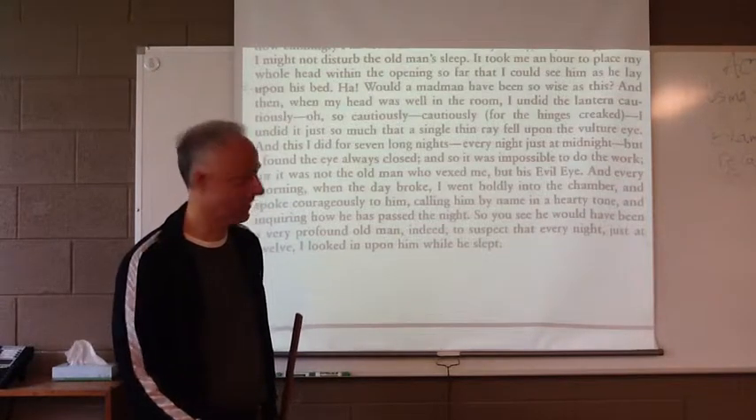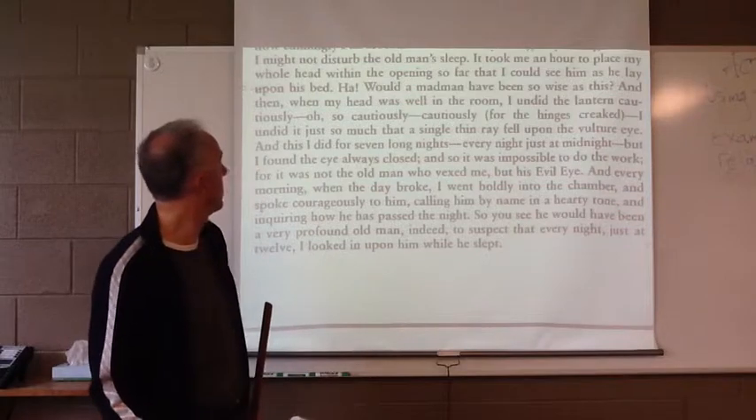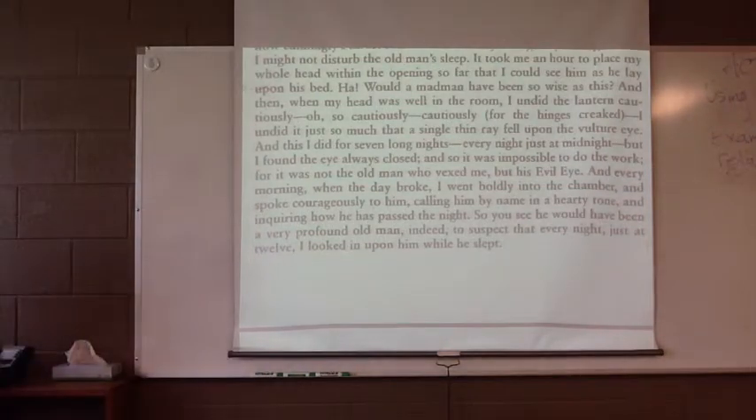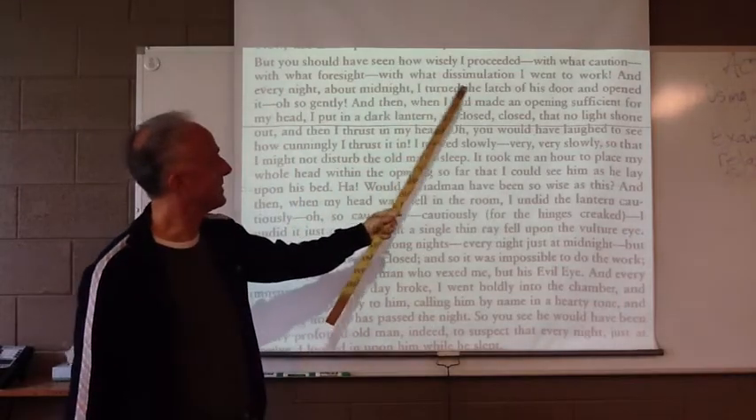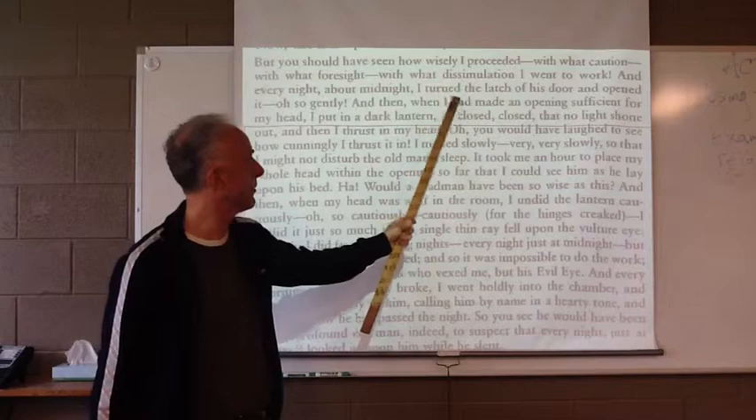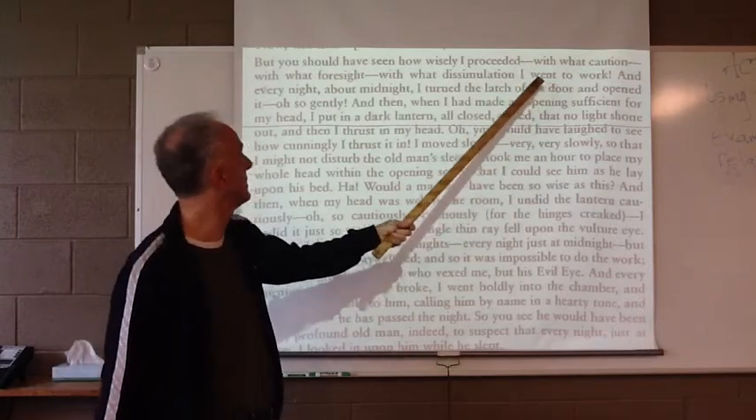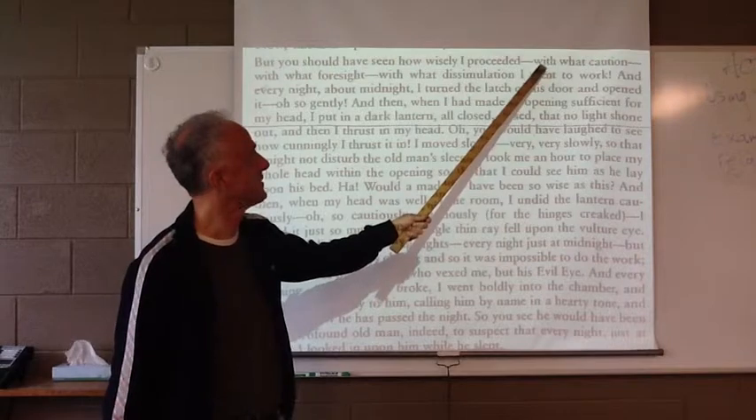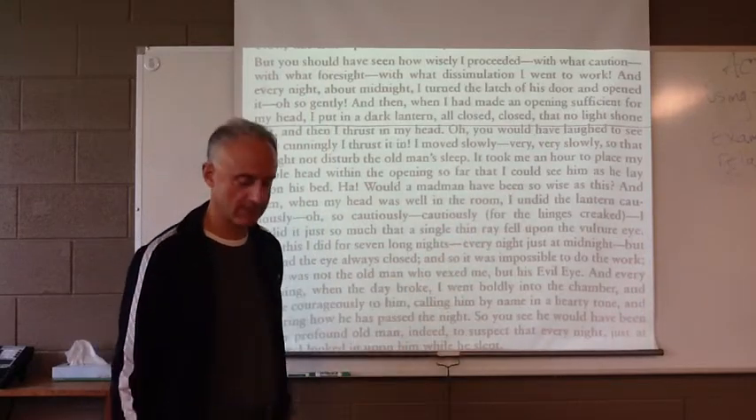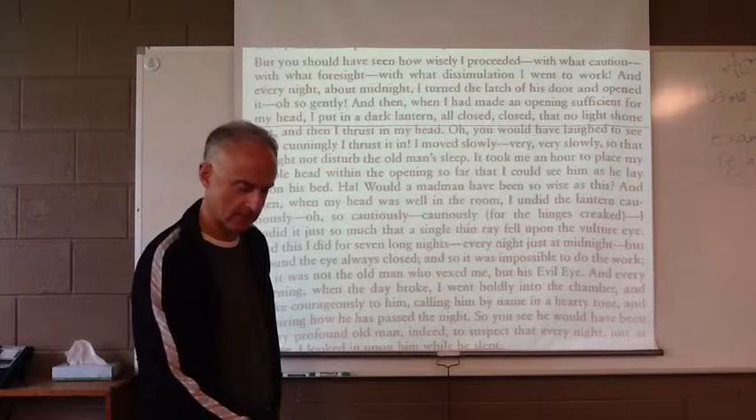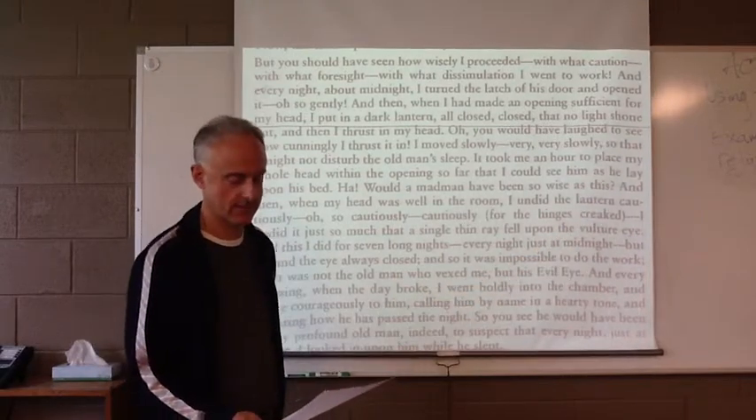So we do have parallelism also. That's one of the other terms that they're asking you to check off there. And we have it in the line that begins with, "But you should have seen." But you should have seen how wisely I proceeded, with what caution, with what foresight, with what dissimulation. So obvious, it's really anaphora, because we have successive phrases, but anaphora is a type of parallelism. So we have the prepositions beginning with, and we have all prepositional phrases. It's very parallel. There are probably other examples, but that's one. And we do have onomatopoeia, creak, creak. The hinges creak, that's onomatopoeia.